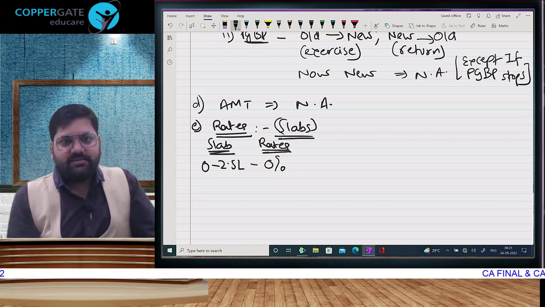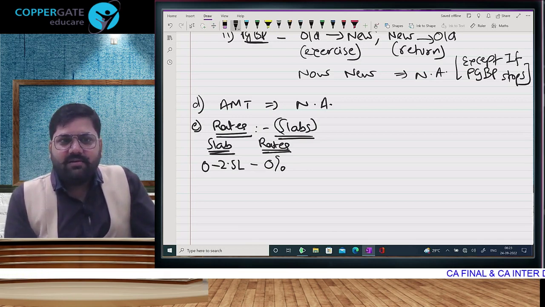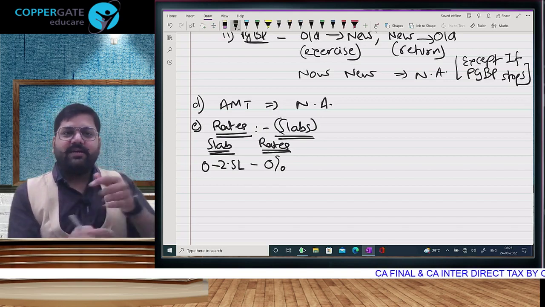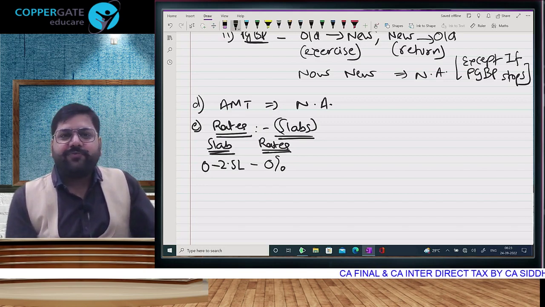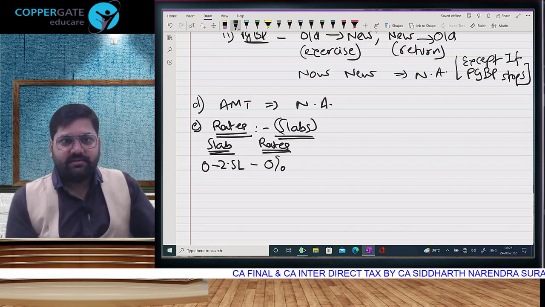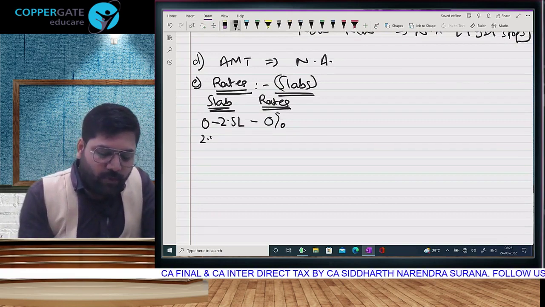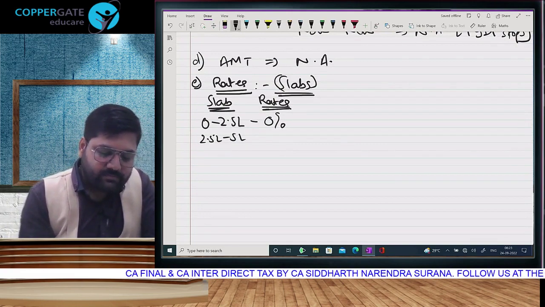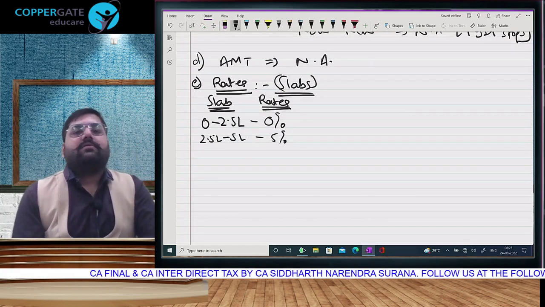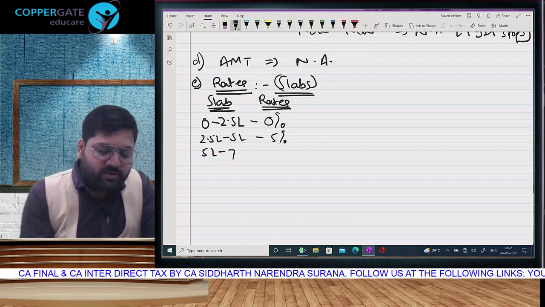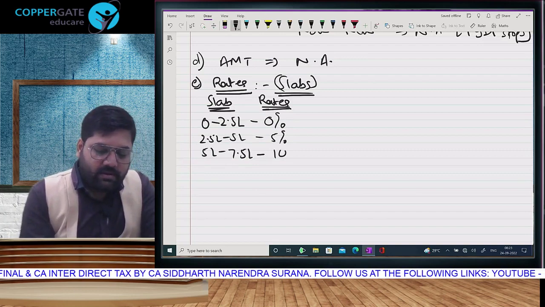And after this, auntie made it a smooth ride. Auntie said, I will keep on increasing the slab by 250, 250, 250, and I will keep on increasing the rate by 5%. Meaning, sir? 2.5 to 5 lakh, 5%. Keep on increasing 5%. 5 lakh to 7.5 lakh, 10%.